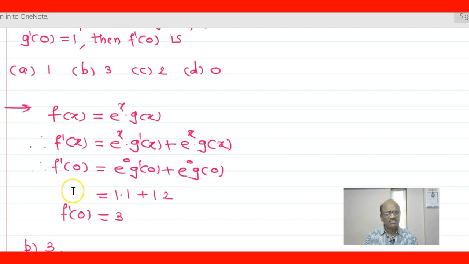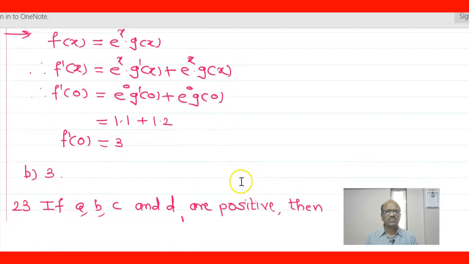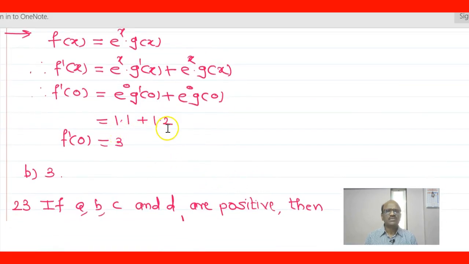Now replace this x by 0. Therefore f dash of 0 is equal to e raised to 0 g dash of 0 plus e raised to 0 g of 0, and then you will get 1 dot 1 plus 1 dot 2, that is 1 plus 2, which is equal to 3. Hence f dash of 0 is 3, hence the second option is the answer.